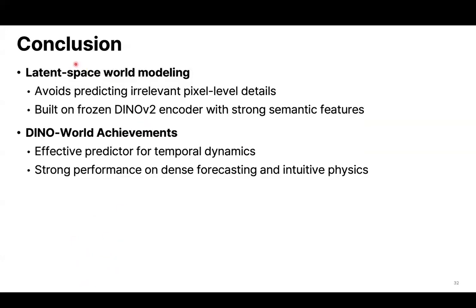So the conclusion is DINO-World is a latent space world model, which avoids predicting irrelevant pixel level details, uses a frozen DINO-V2 encoder with strong semantic features, and also achieves great general performance on various downstream tasks, including the planning task.